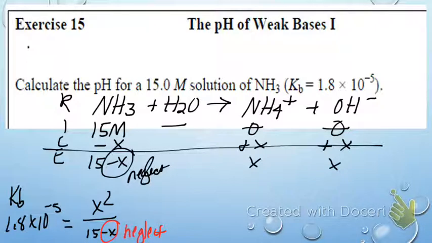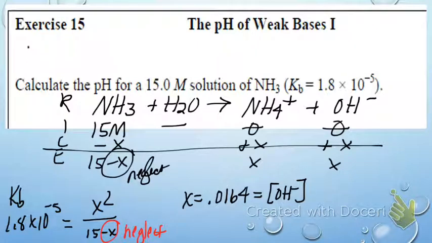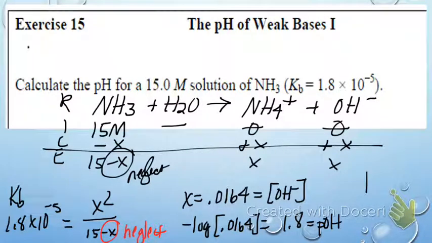Okay, so then when we do our math on that, we get X is going to be equal to 0.0164. But remember, that is our hydroxide concentration now because we're dealing with the base. So we would take the negative log of the 0.0164, which is equal to 1.8, which is equal to our POH. So pH is 14 minus 1.8. So our pH ends up being 12.2.